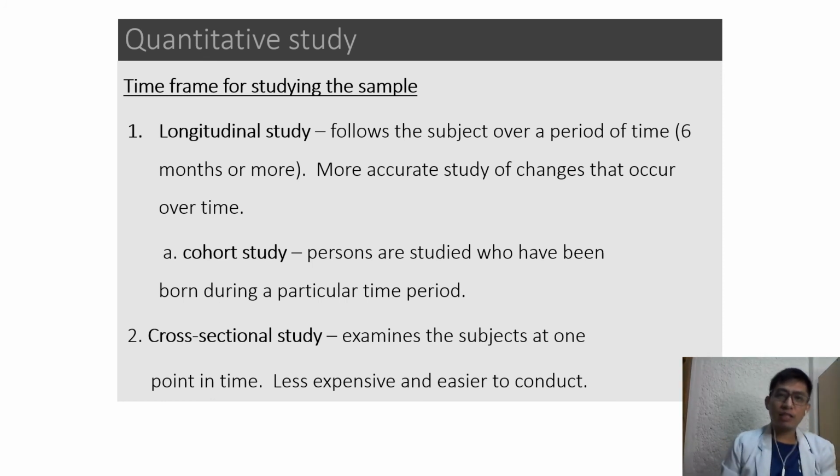In the quantitative study, we have the longitudinal and the cross-sectional study. A longitudinal study follows the subject over a period of 6 months or more for a more accurate study of changes that occur over time. So you will explore the trends and whether there is a relationship between the length of the practice or intervention. A cross-sectional study examines the subject at one point in time, and is less expensive and easier to conduct.